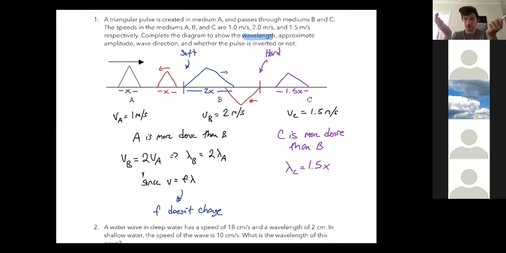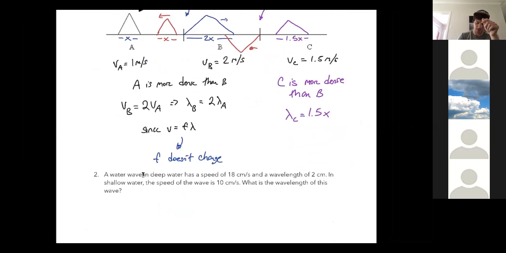Okay. Question number 2, we're not going to do it. We're just going to skip it. I don't feel like doing it. It's the last day of class. Okay. You can do it if you want. The answer is 1.1 centimeters. Okay. So if you can get there, great. I'm not even going to post it. It's totally fine. It's whatever.